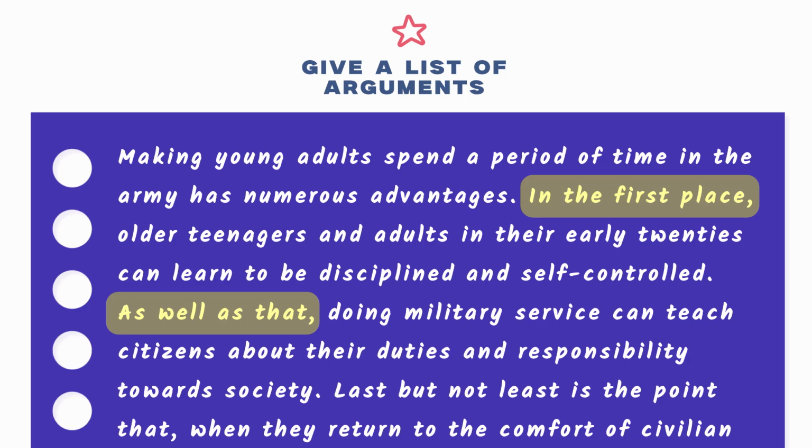So this is a sample paragraph of advantage or disadvantage of something. If you are going to give a list of advantages of something, you can use linking words. So for the first advantage, I use this linking word in the first place. In the first place, older teenagers and adults in their early 20s can learn to be disciplined and self-controlled. For the second one, I write as well as that. As well as that, doing military service can teach citizens about their duties and responsibility towards society.